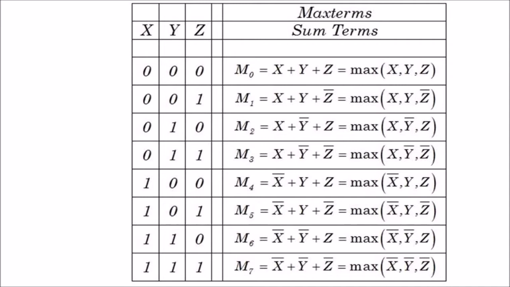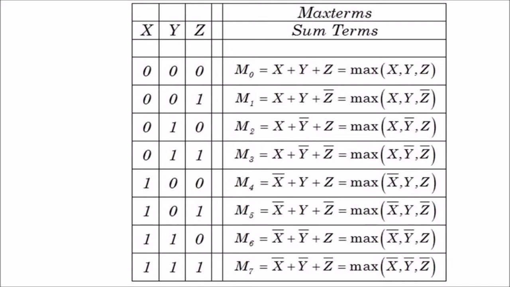So the variable representation 0, 0, 0 in max term representation is x plus y plus z, which is equivalent to capital M suffix 0, or M0. For 0, 0, 1, we are representing it as x plus y plus z complement, or z dash, or M1. 0, 1, 0 can be represented as x plus y complement plus z, or M2. 0, 1, 1 is represented as x plus y complement plus z complement, or M3.